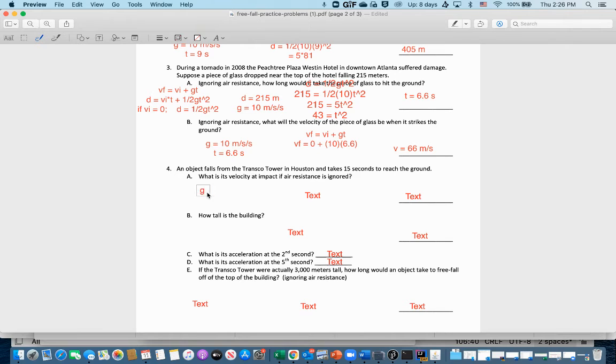I know that, again, G is equal to 10. You always start with that. I also know that it takes 15 seconds. Okay, now that's all it gives me right here. This is 15. I know G. So I'm looking at my equations here. I can pull those down or maybe leave them right here for now. And I'm looking for distance. So distance is equal to 1/2 GT squared.